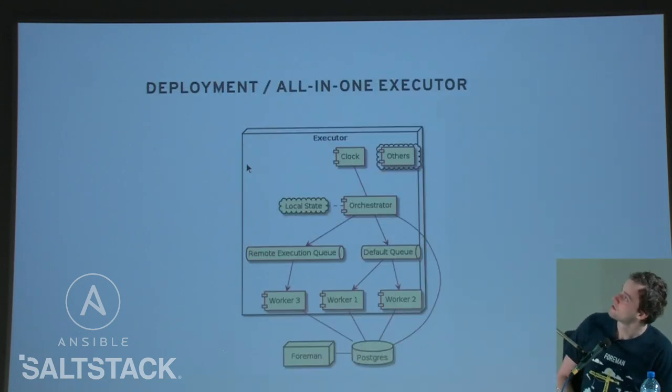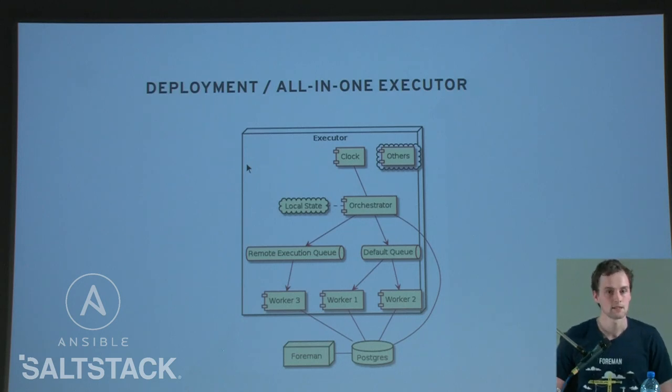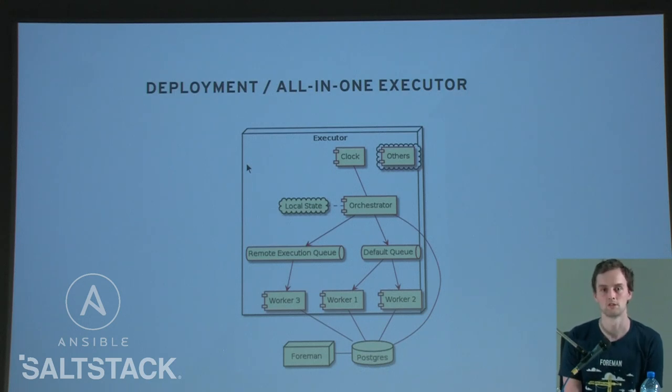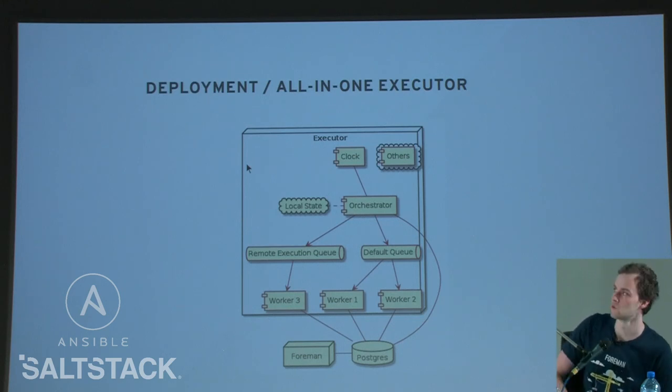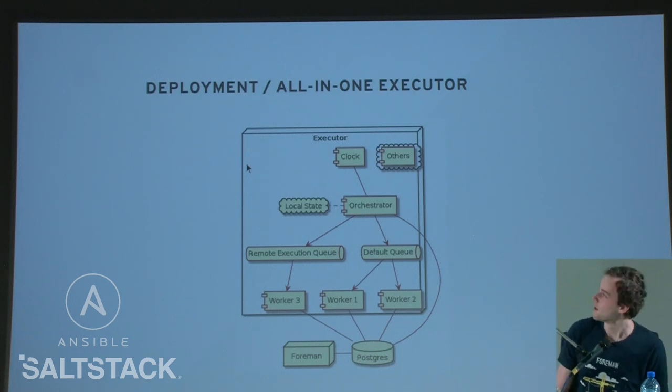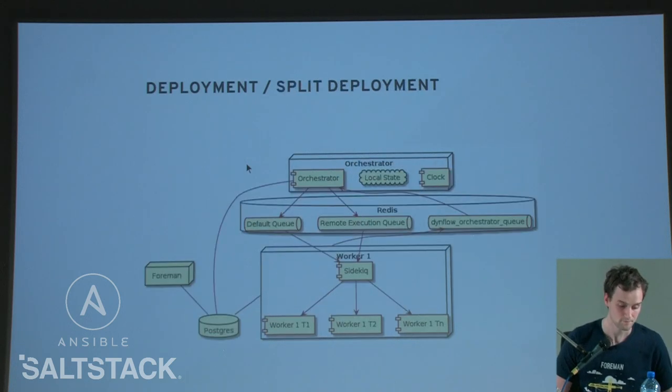Now, quickly about the deployment. Inside the Dynflow executor, there are several things. It's a single process which has a clock. It has an orchestrator, which tells the workers what they should do, which step they should be working on. The orchestrator has some local state. There are some queues, and the workers are actually consuming the work items from the queues. There is a client, in this case Foreman, and it communicates with the executor through Postgres.